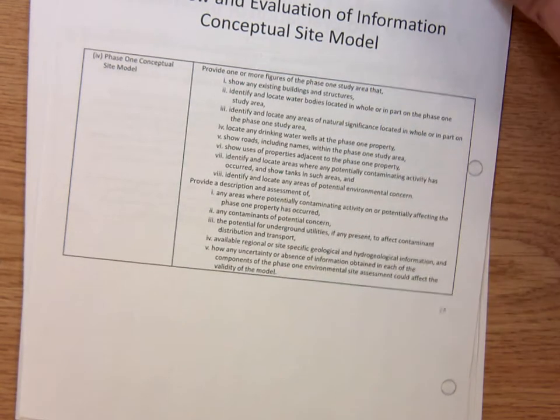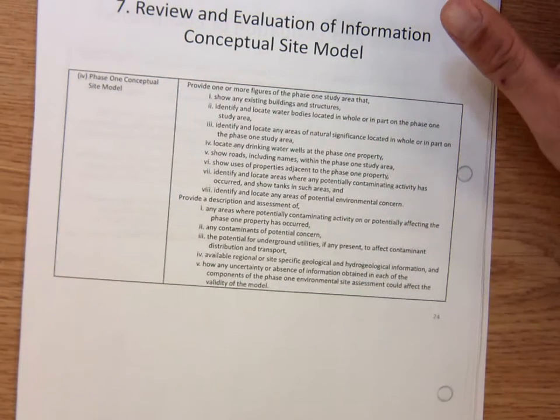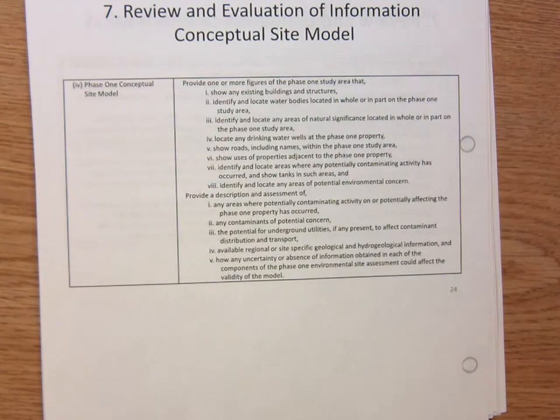Number 4, Phase 1 environmental conceptual site model, or CSM. We sometimes call it CSM, the Phase 1 conceptual site model. What we do here is basically sort of a conclusion. We provide one or more figures of the Phase 1 study area that show any existing buildings and structures, identifies and locates water bodies located in whole or in part on the Phase 1. So basically you draw an illustration.